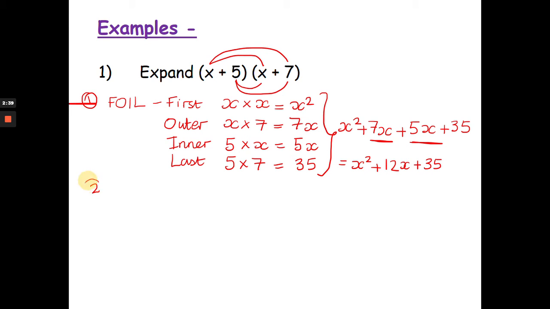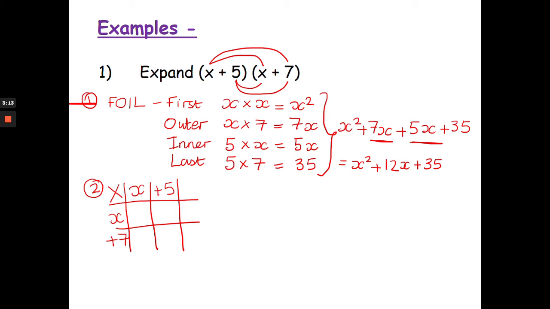So I'm going to go through another method. So the second method that we can use is using a grid to multiply this out. So I'm going to draw a grid like this. And I'm going to put a little kiss in the top left-hand corner. Then I'm going to write down each of my terms. So here I've got x plus 5 from my first bracket, and then here I've got x plus 7 from my second bracket. Now multiply each term to fill out the grid.